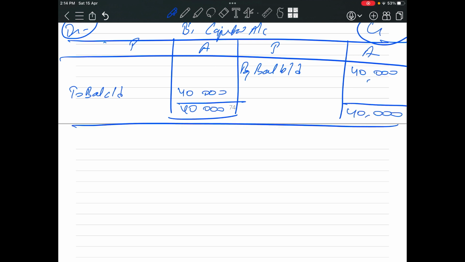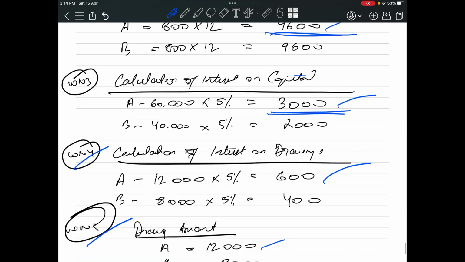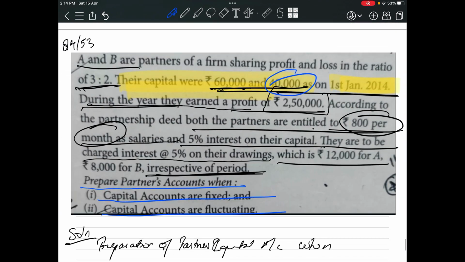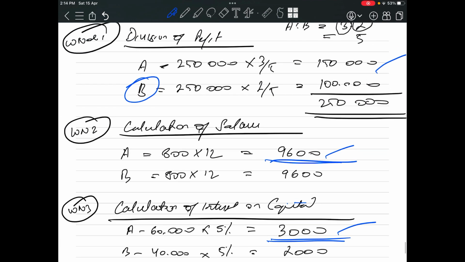Now all the items will be written in the current account. So we will prepare B's current account. Has the question mentioned anything about the balance of current account? No, nothing has been mentioned. So there will be no balance. So now let's start with working note number 1.